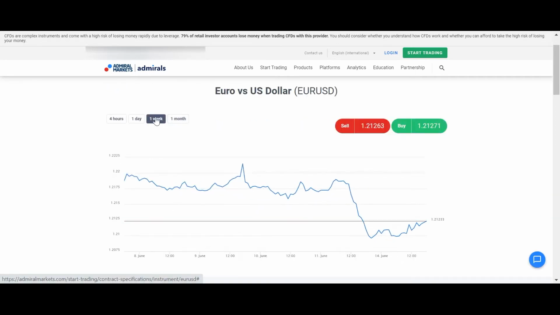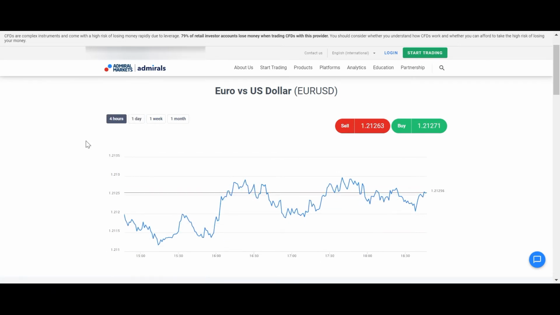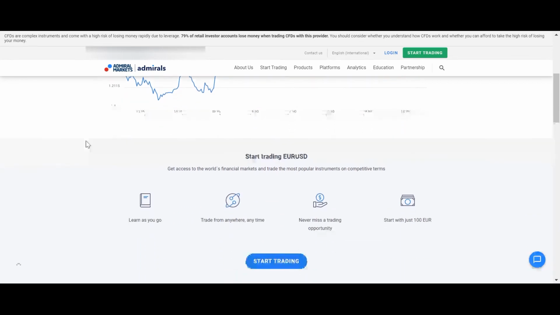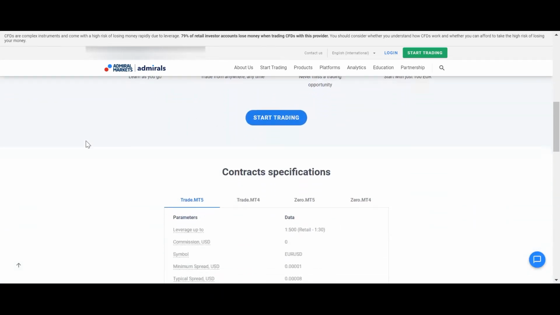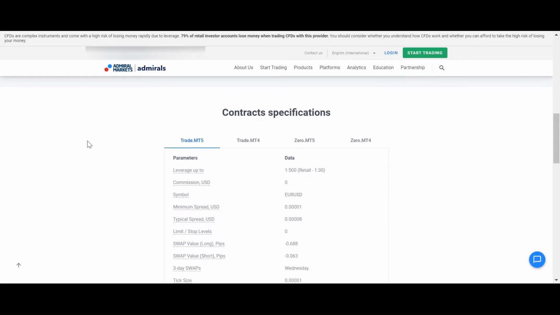You can also check the chart with the time frame of 1 month, a week, 1 day, and 4 hours. You can click on the chart and see the details of the price and candle. If you scroll down, you will be able to check the specification of the particular instrument. You may also check on which trading account this trading instrument is available.